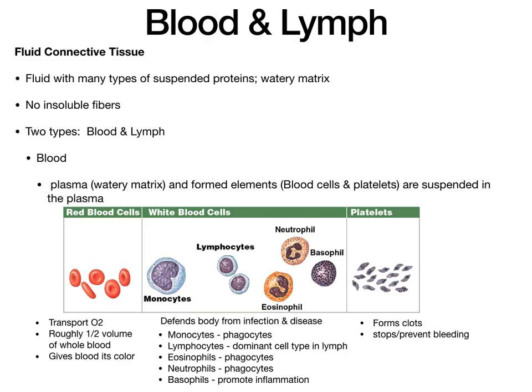And then last but not least, our platelets. These help us form clots. So if we have any kind of injury or if we're bleeding too much, the platelets help create the clots. And this stops and prevents us from bleeding to death.